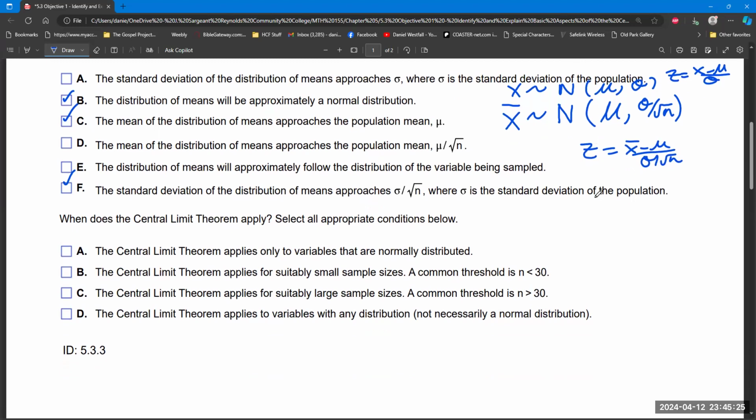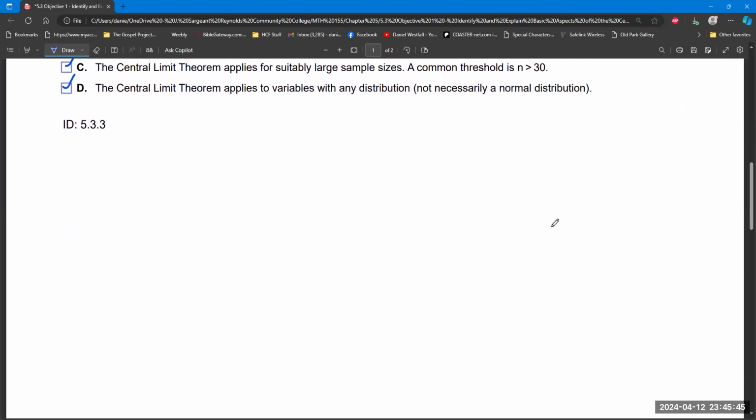When does the central limit theorem apply? It applies for suitably large samples. Typically, the threshold is n is greater than 30. And the central limit theorem applies to variables with any distribution, not necessarily a normal distribution.